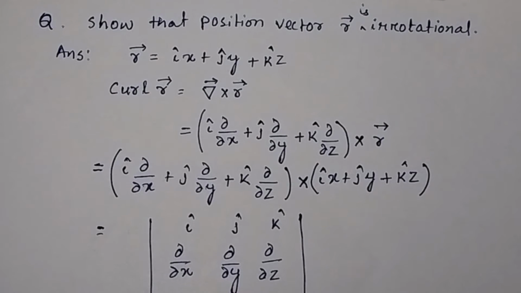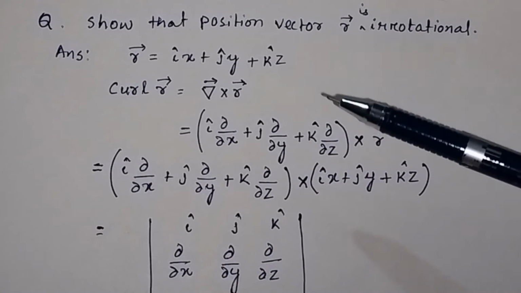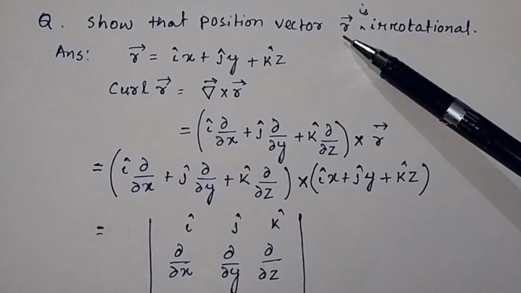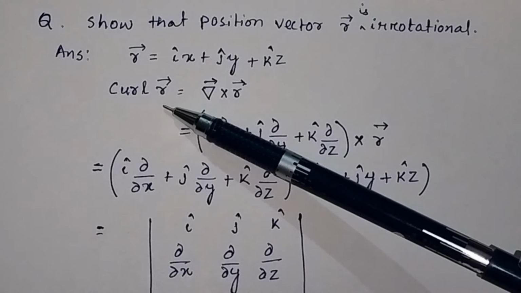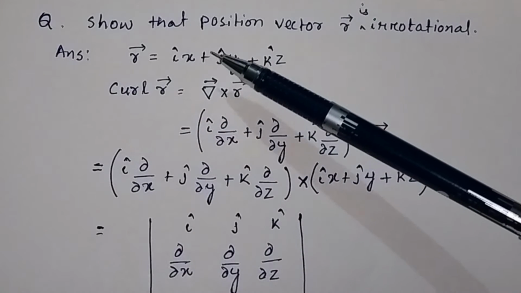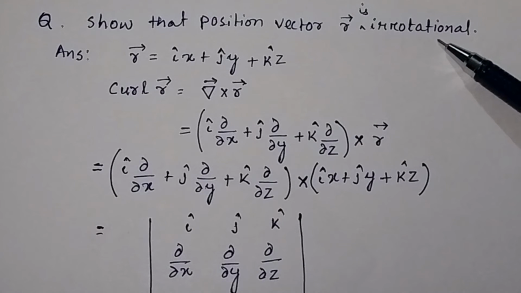So that position vector r is irrotational. A vector is said to be irrotational if its curl is equal to 0. So here we will find the curl of the position vector. If the curl of the position vector is equal to 0, then it is proved that the position vector is irrotational.